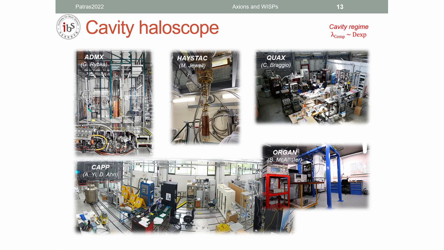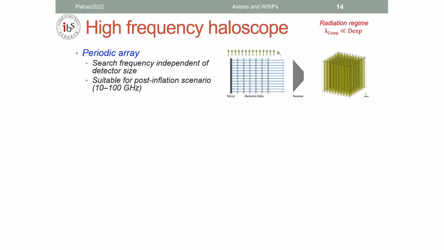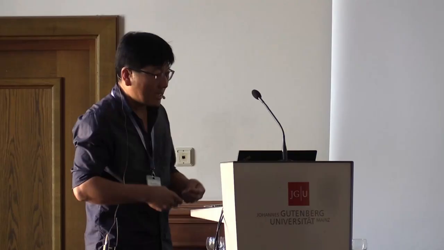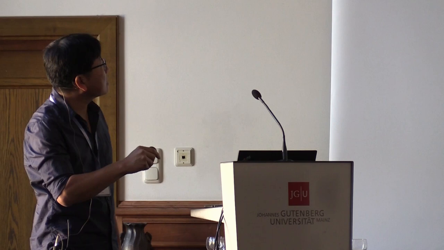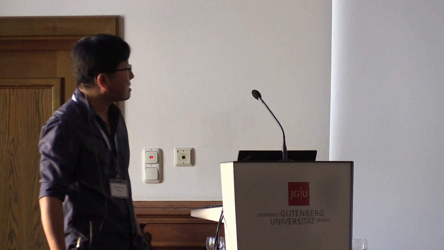So now the periodic array, either of dielectric or metal wires, can be sensitive to the radiation region. This is because the search range basically depends on the interspacing of the periodic material, which means that the search frequency has nothing to do with the actual size. You can build the detector as large as you want. That's why it is sensitive to the high frequency region, and suitable for the post-inflation scenario up to 100 gigahertz.